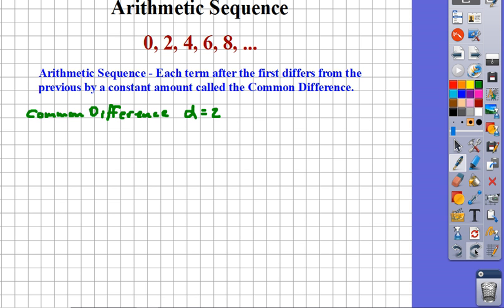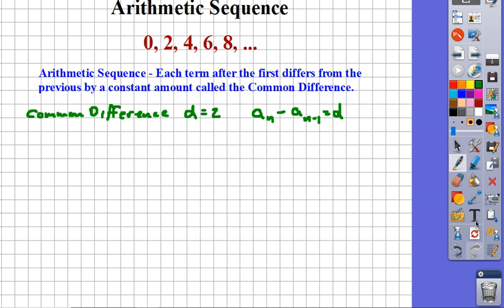So the way to find the common difference is take any term, a sub n, in your arithmetic sequence and subtract the term before it, a sub n minus 1. So if n is the fifth term, n minus 1 would be the fourth term. If n is the second term, n minus 1 would be the first term. Okay? In this case, that's our letter d.